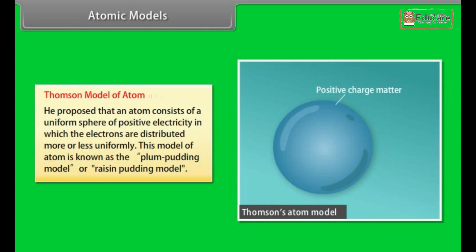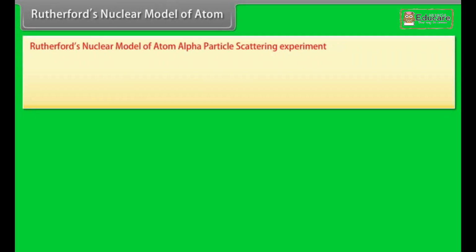He proposed that an atom consists of a uniform sphere of positive electricity in which the electrons are distributed more or less uniformly. This model of atom is known as the plum pudding model or raisin pudding model. Rutherford's nuclear model of atom, alpha particle scattering experiment.